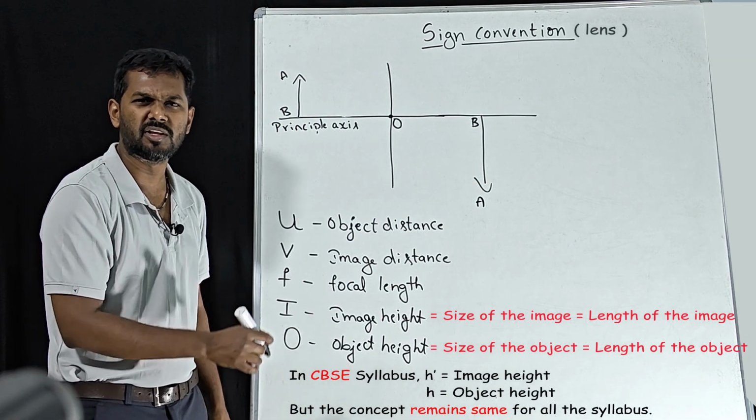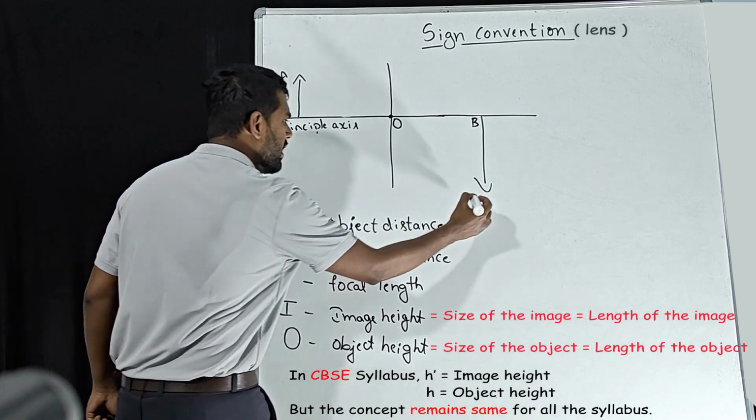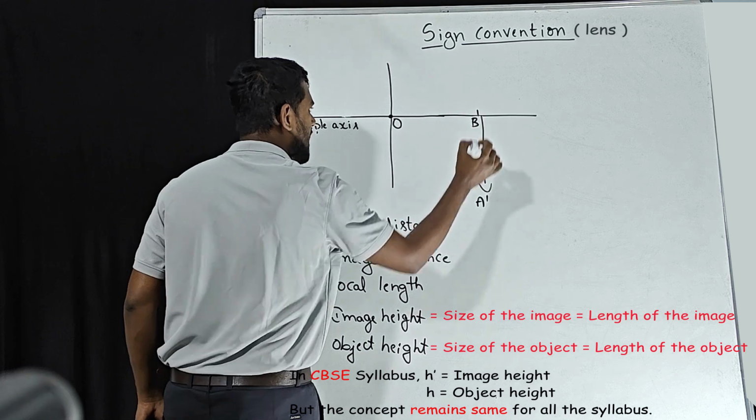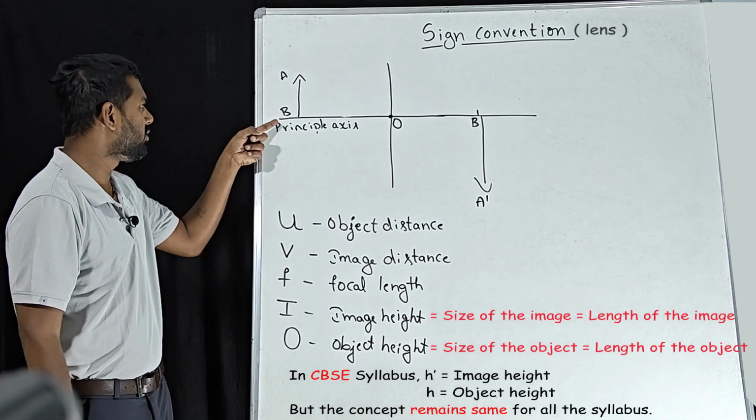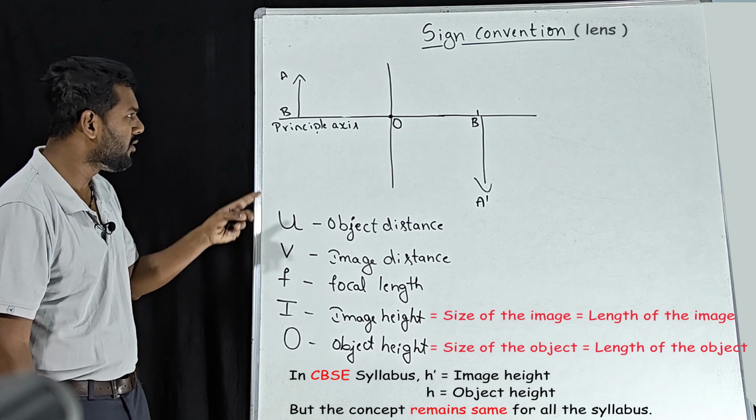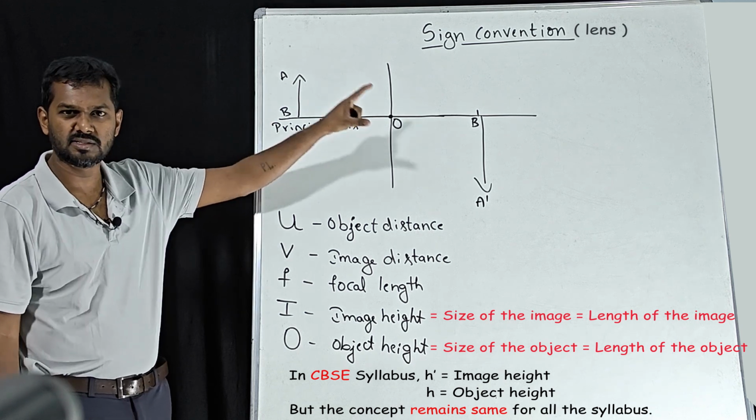But what is the difference between these two? No difference, right? So that's why we'll denote it as A dash and B dash. Dash represents it's an image, without dash it represents object. Now, so this is the object and this is the image.